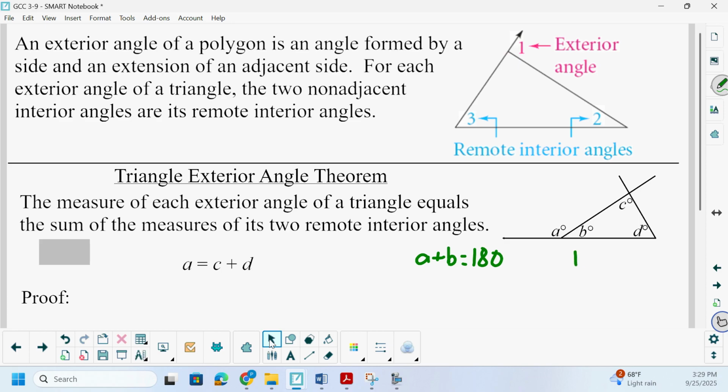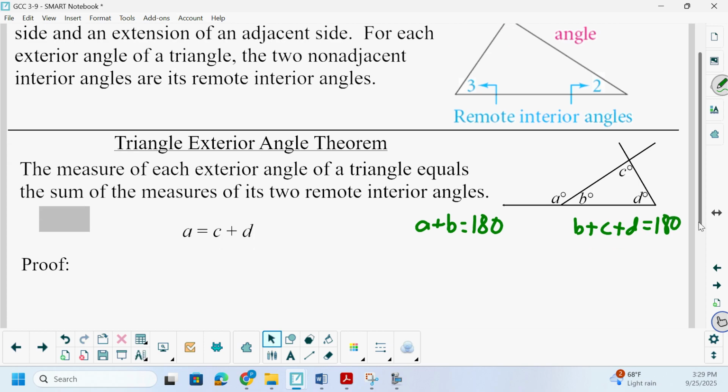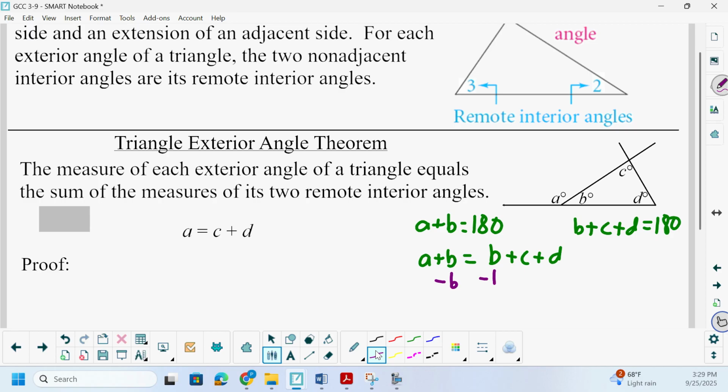We know that angle B plus angle C plus angle D should equal 180 because those are the angles in a triangle and they should add up to 180. Well, because they both equal 180, through substitution, they should be equal to each other. So A plus B should be equal to B plus C plus D. Well, notice we have a B on both sides. So using opposite operations, we can subtract B from both sides. And notice what remains is that angle A is equal to angle C plus D.